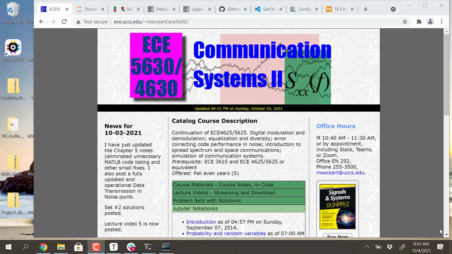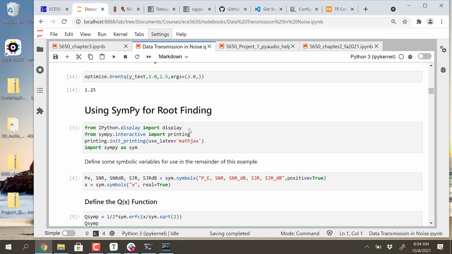But the other thing I did is I went to the Jupyter Notebook that we were looking at last time, and we'll be looking at again. It's the one called Data Transmission in Noise. And I've pretty much polished that up all the way to the end. I have everything working in there now to my liking. I did some more remapping of code that was originally only in MATLAB, all into Python now.